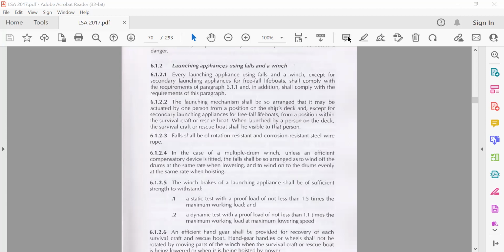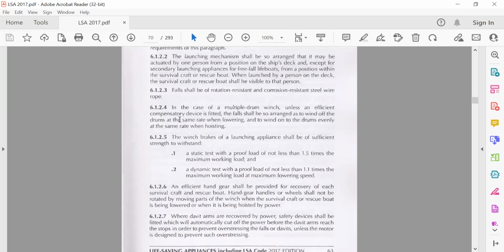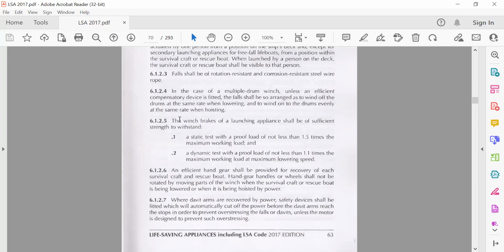Again, the falls shall be of rotation-resistant and corrosion-resistant steel wire. Simple. That's why we have routine checks on these wires. Like if the wire is rusted and it cannot work again, you have to fix it and all of this.